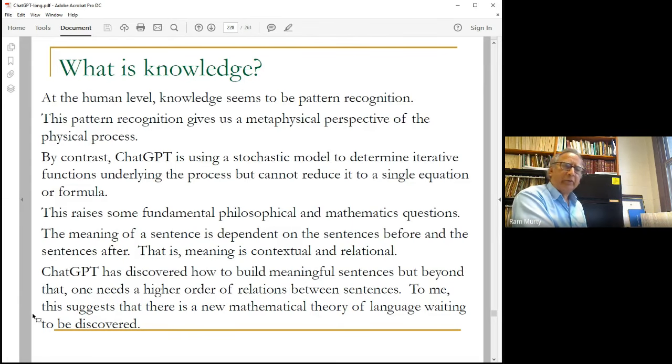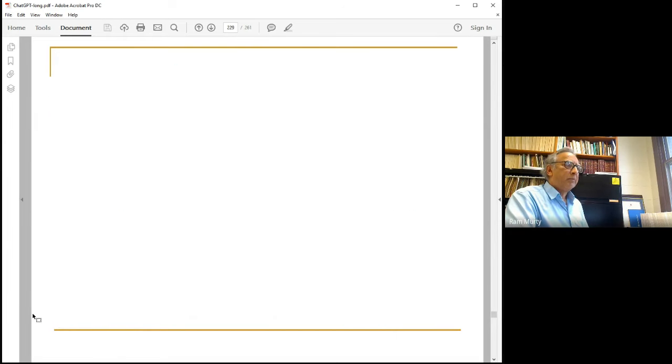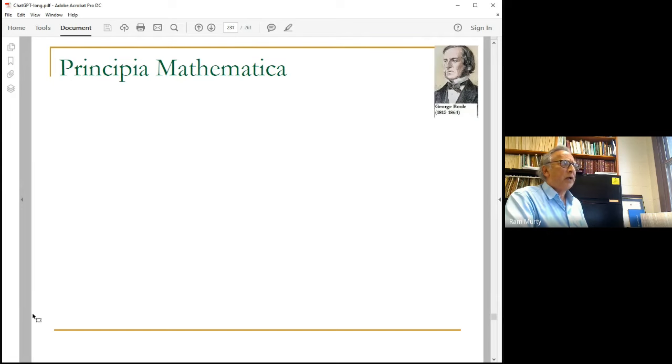This does not refer to mathematical linguistics, which already exists and is a vibrant aspect of mathematics, but there must be some sort of underlying stochastic theorem that tells us about meaning. Now, this is not a new thing. It was tried ages ago.